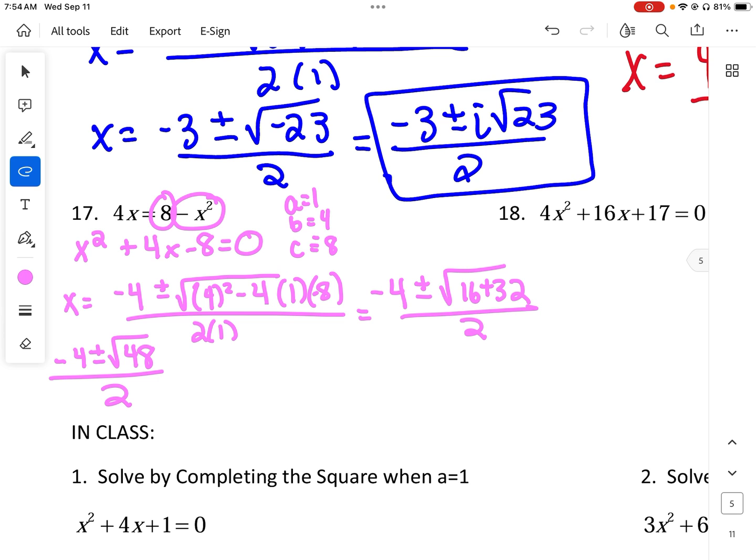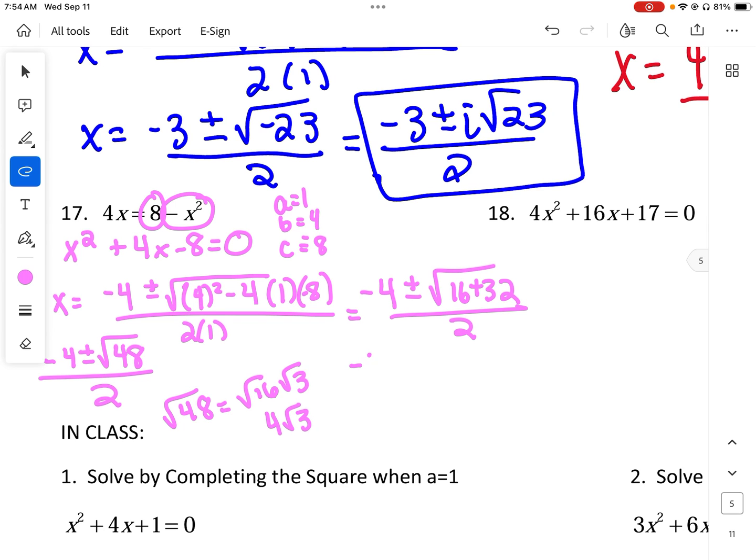All right, so square root of 48, we've got to simplify. I think we've done this one before, but let's see. So square root of 48 is going to be found by doing, you can do your factor tree or you can do your perfect square way, but this is 16 times 3, which is 4 square root of 3. So let's get back to the problem. Negative 4 plus or minus 4 square root of 3 over 2.